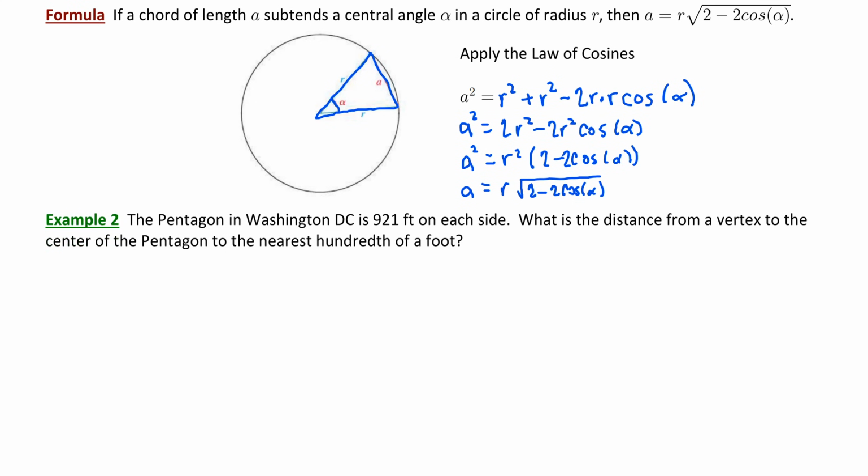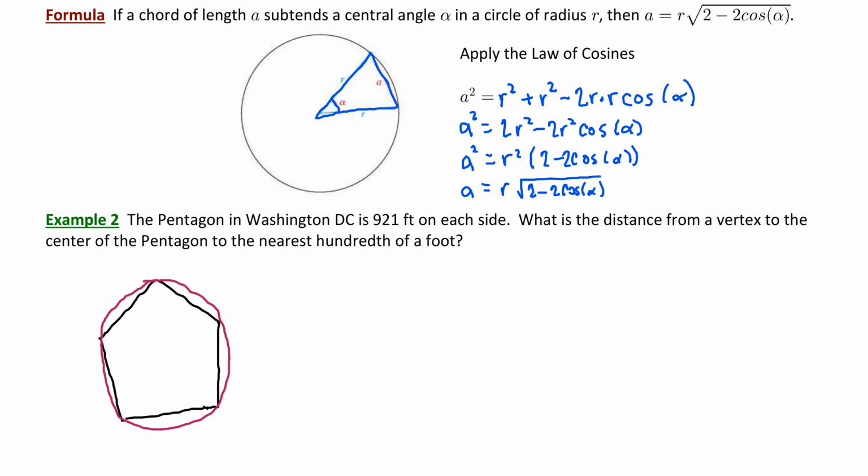It says, the Pentagon in Washington, D.C. is 921 feet on each side. What is the distance from a vertex to the center of the pentagon to the nearest hundredth of a foot? Now, to visualize how we're going to solve this problem, I'm going to make a diagram of the pentagon. That's 5 sides. And I'm going to imagine this pentagon inscribed in a circle. So all of the vertices on that pentagon will be on a circle.